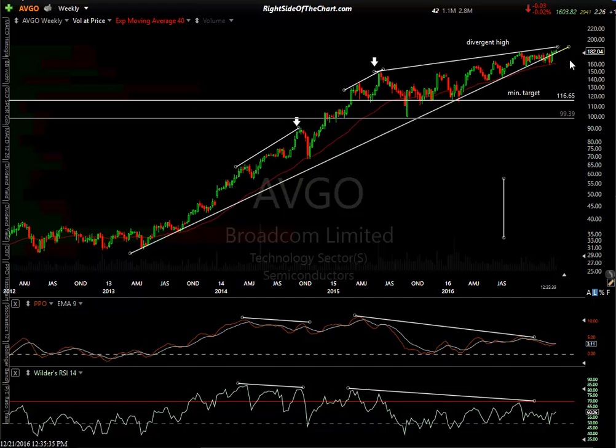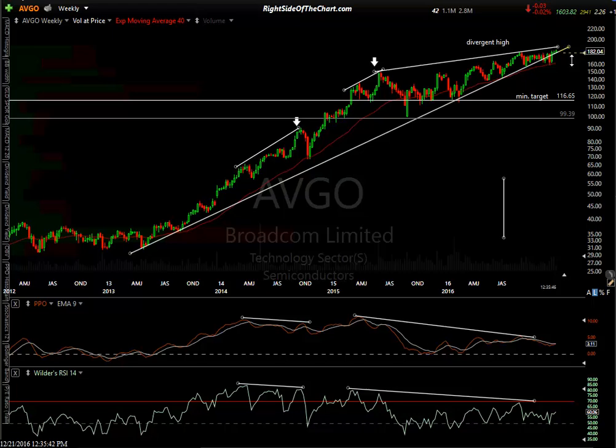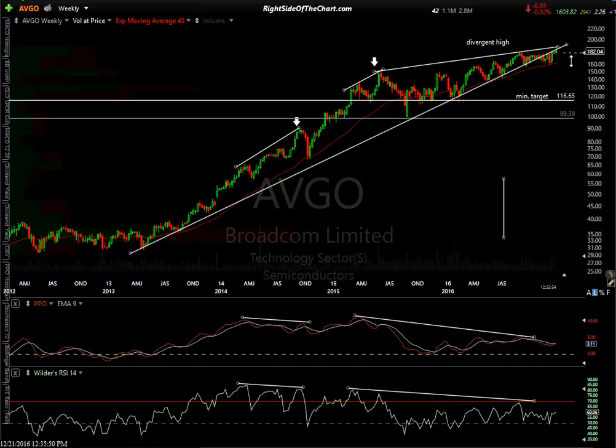If you really want to give this one some room, at minimum, from a long-term point of view, I see this one headed down to the 116.65 level. Try to quantify that for you, if I can get that away from here. That would be a drop of about 30, almost 35% or so. So that's AVGO, Broadcom.